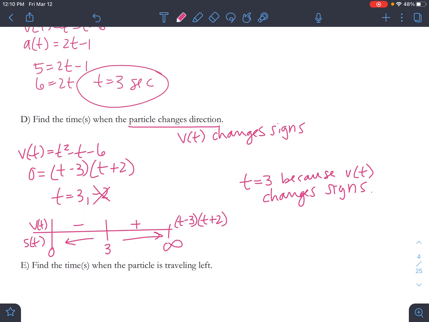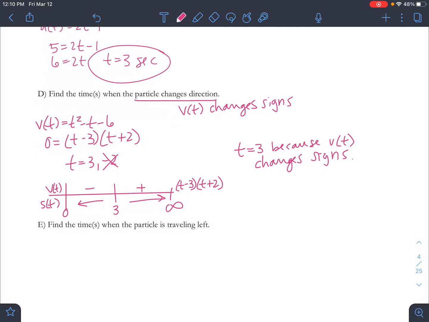Okay, and the last one, we already kind of answered it. Find the times when the particle's traveling left. Well, we have it right here, right? It's when from 0 to 3, since velocity is negative. And that's it for your explanation. You don't have to be fancy there. You just want to say velocity is negative.